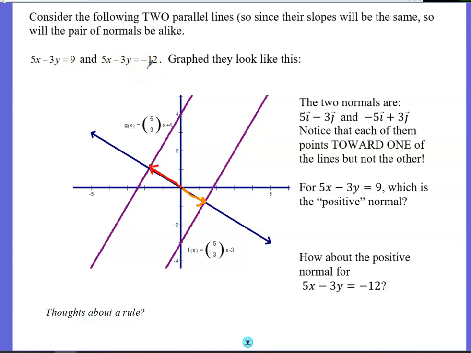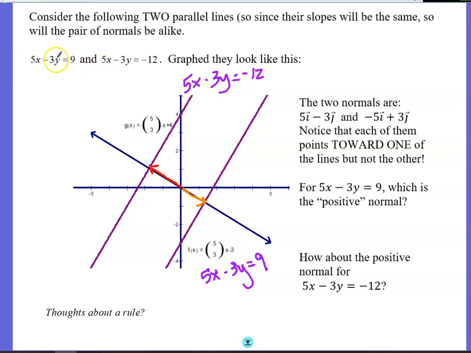Now, if you're trying to figure out which one is which, this one, 5x minus 3y, you could solve pretty easily and get that this is this line. So this is 5x minus 3y equals 9, and this is 5x minus 3y equals -12. Those are just written that way. Okay, so my normals, let's go back to that.